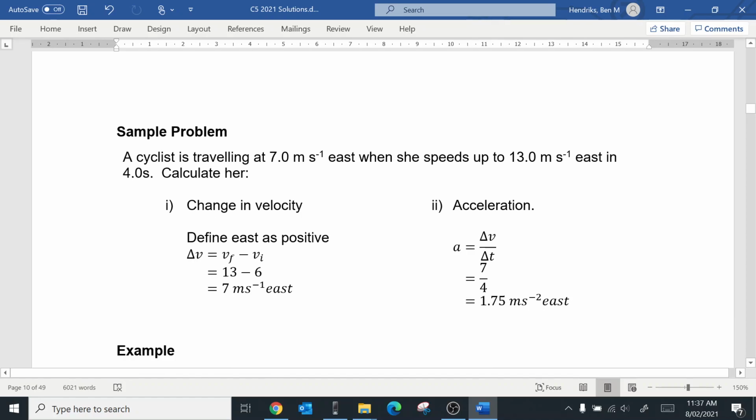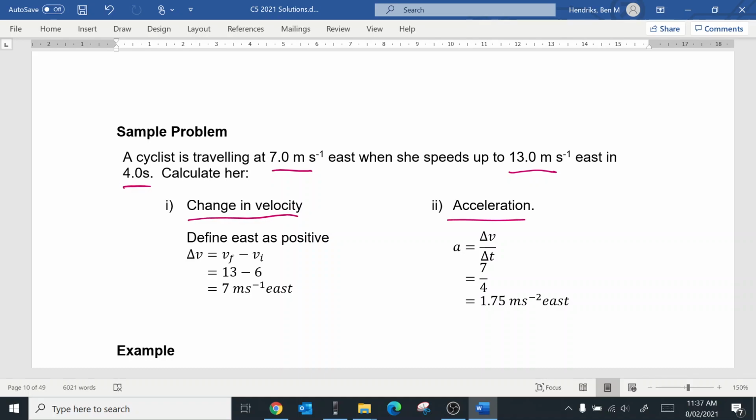And we have another sample problem here. So a cyclist is traveling at 7 meters per second east when she speeds up to 13 meters per second east in 4 seconds. So calculate her change in velocity and then her acceleration. So define east as positive, and then we have our final velocity here. So this was our initial velocity. So I stands for initial. So initial velocity, that is equal to VF, which equals final velocity.